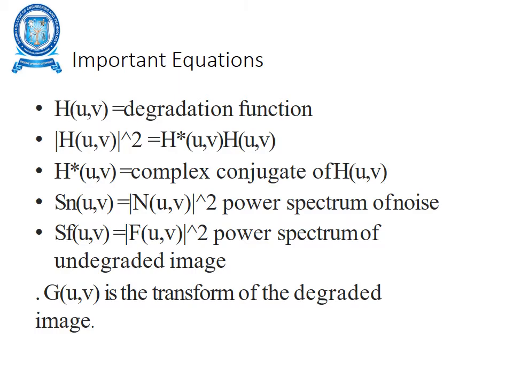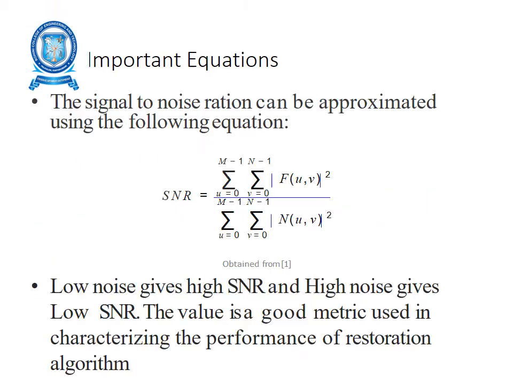You can see H(u,v) is the degradation function, and |H(u,v)|² is this particular term. G(u,v) is the transform of the degraded image.